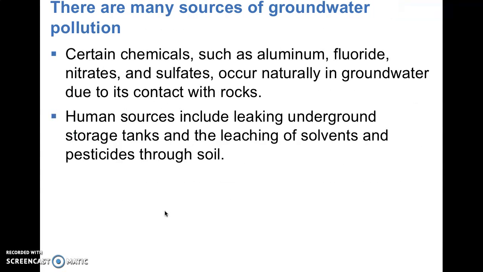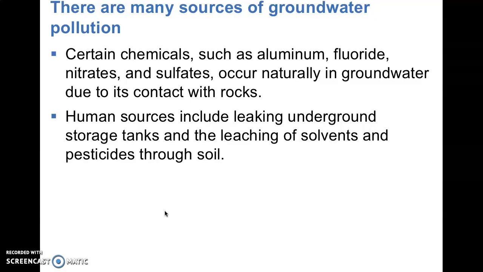There are a lot of sources of groundwater pollution. Some of them occur naturally because groundwater is always touching rocks, so it's leaching some of those off. But human sources include leaking underground storage tanks and the leaching of solvents and pesticides through soil. If there are improperly designed wells, then pathogens and other pollutants can enter the groundwater. Underground tanks of oil and industrial chemicals can leak carcinogenic chemicals.